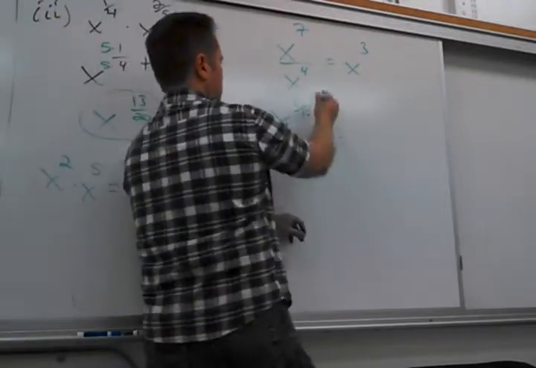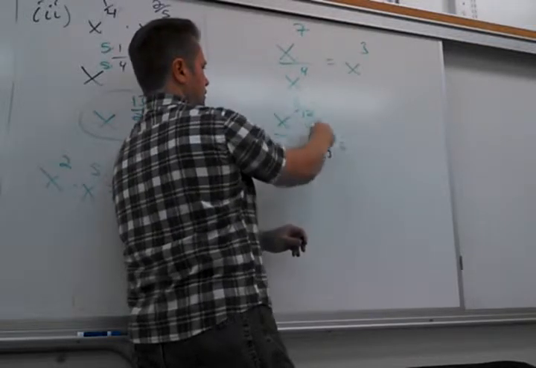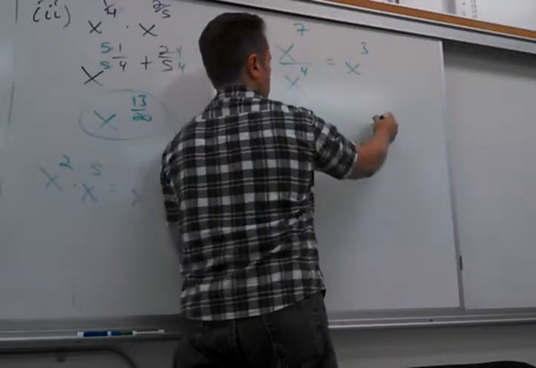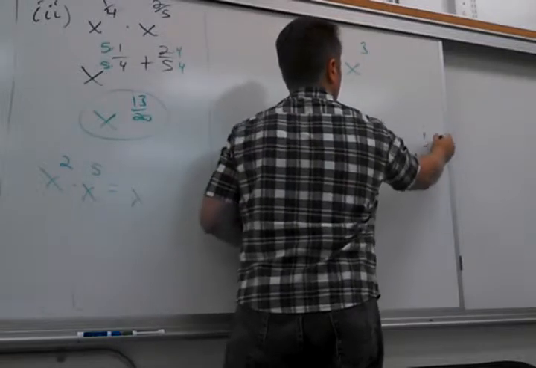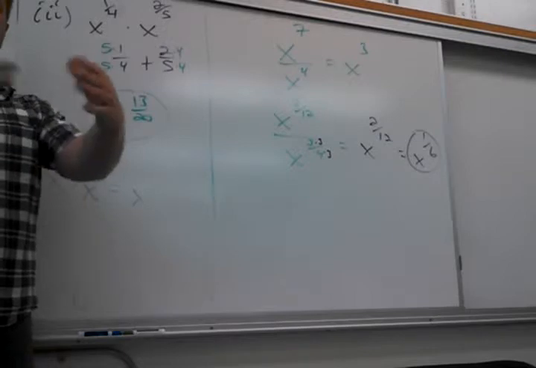But what LCD? 12. So this guy needs 3. So I get 11 minus 9, 2/12ths, which is 1/6. So it turns out the top one was bigger because I had positive left over.